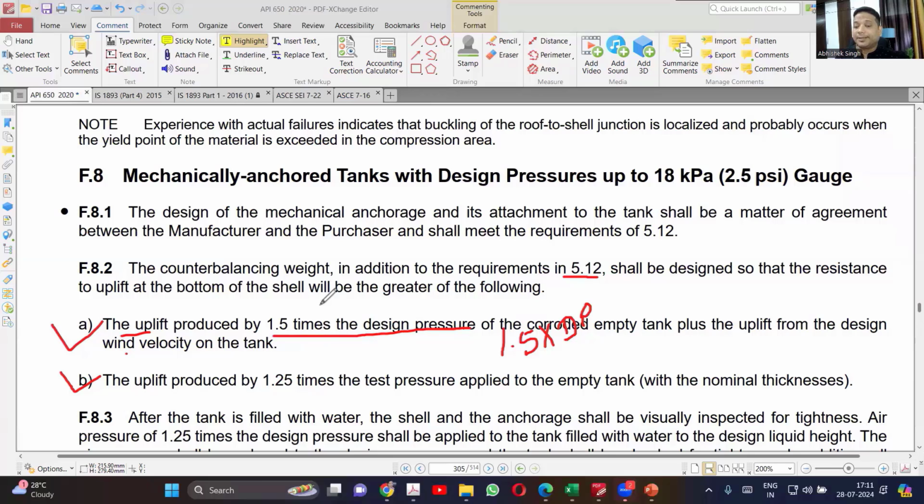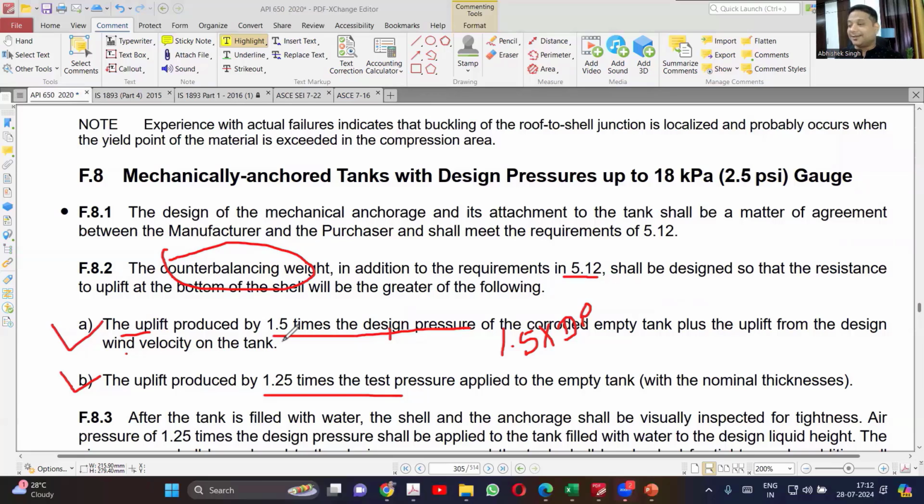Second, okay, the uplift produced by 1.25 times the test pressure. Both the calculation. First, you'll be doing by design calculation, design pressure, and then by test pressure. Okay. So counterweight should be good enough. So finally, what you're making sure that the weight of the roof plus shell is becoming higher than the pressure. Does it make sense? By using a counterbalancing weight, you're again making sure that weight of the roof plus shell is becoming higher than the pressures.